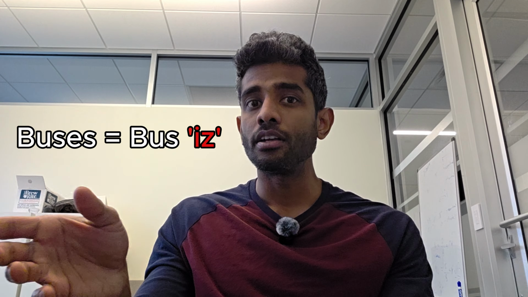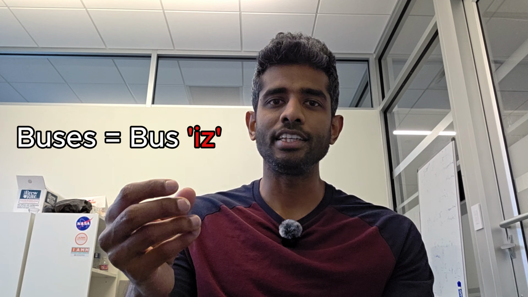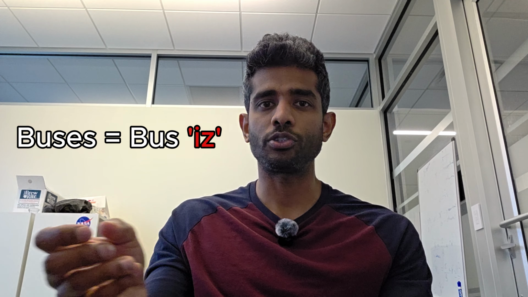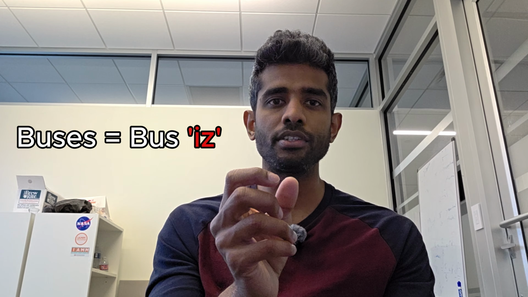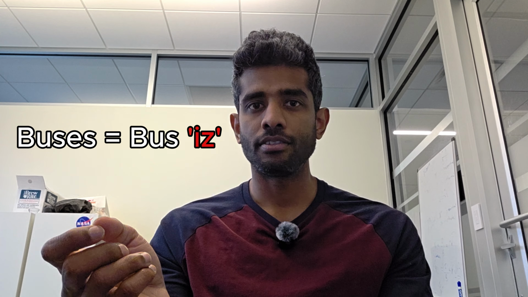Another form of the Z sound comes up when you add ES to a word to make it go from singular to plural. For example, bus. To make it plural, you need to add an ES to the end. So it's "buses", not "buses" with the S sound. It's not the S sound, it's the "iz" sound. So bus becomes buses.